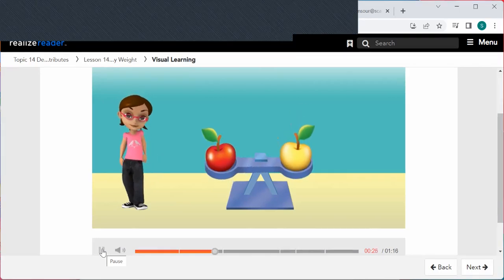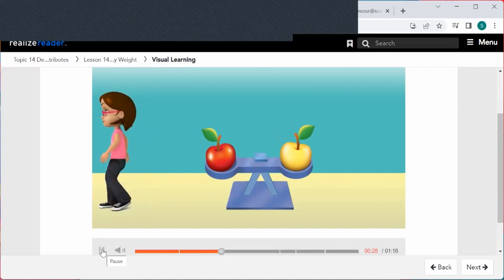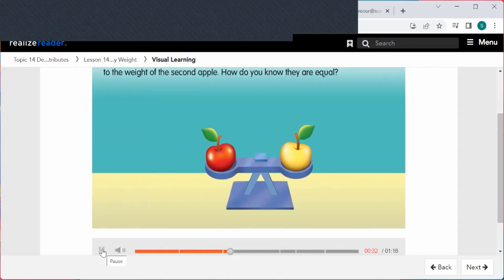Look, two apples are on the scale now. Which apple is heavier? Neither apple is heavier. They weigh the same. The weight of the first apple is equal to the weight of the second apple. How do you know they are equal? Neither side of the scale is down.